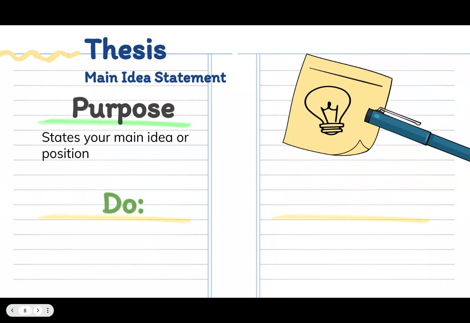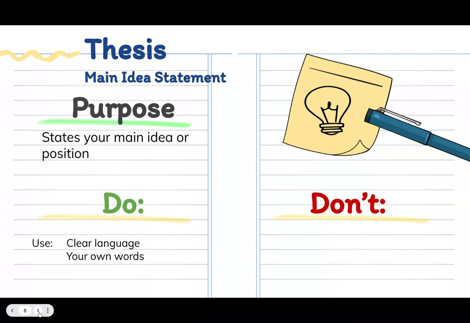Something you want to do in your thesis is use clear language and be sure to write with your own words. Something you don't want to do is kind of challenging. You don't want to be too vague, but you also don't want to include any details. You need to kind of be in the middle. And you don't want to say the point of my essay is.